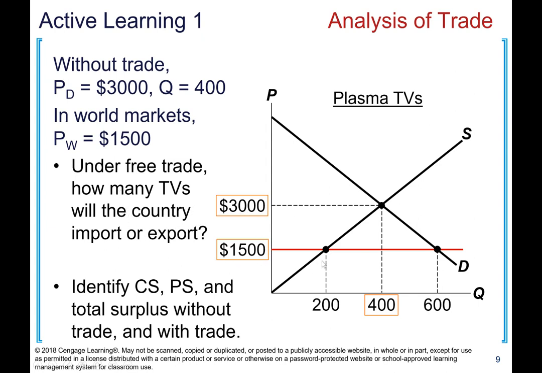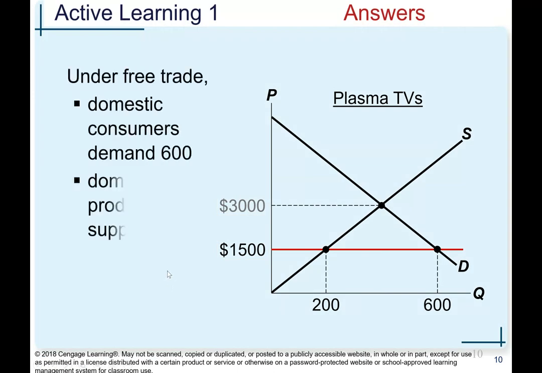And as you can see, 200 will be supplied. In other words, suppliers will drop out of this market, but more buyers will come into the market. So quantity demanded, as you read off the demand curve, is 600. Quantity supplied is 200. So identify consumer surplus, producer surplus, and total surplus. First let's look at it without trade and then look at it with trade and see if there's a benefit to trade.